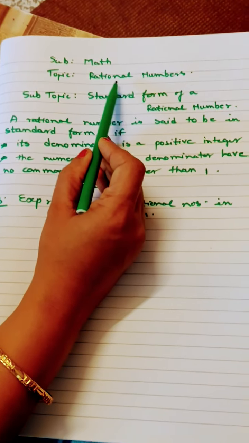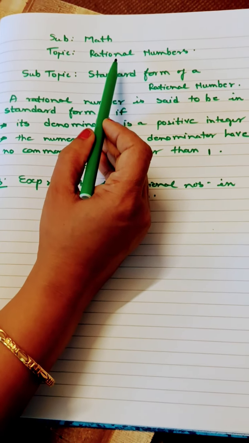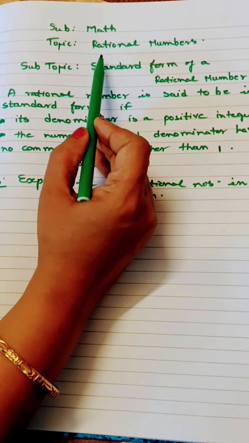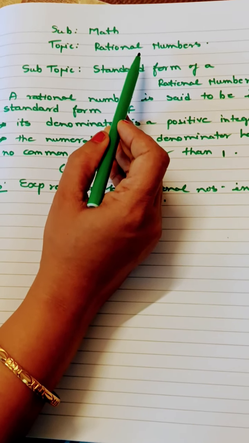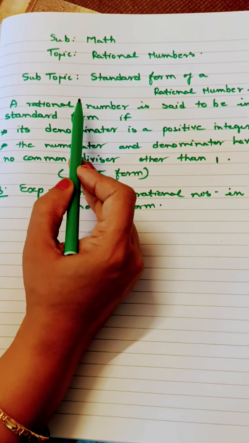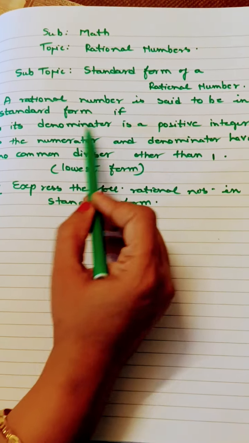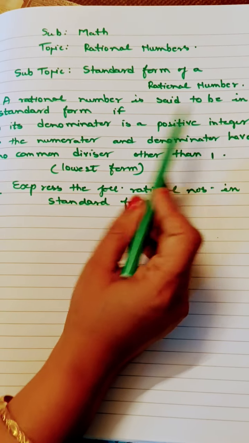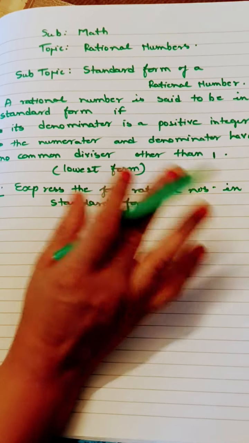In the previous class, we saw the meaning of the word rational numbers. So, what is a rational number? The word rational arises from the term ratio. It is the ratio of two integers, p and q, where q should not be equal to 0, and it is written in the form p by q.